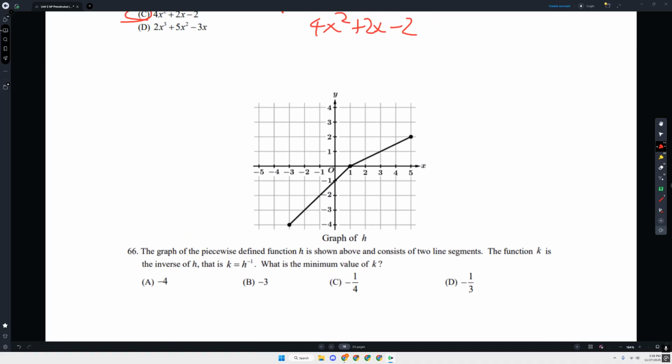From there, it says k is equal to the inverse of this. And this is our graph. So we're looking at the inverse of it, and we're looking for the minimum value. If you remember, we're switching x and y. So now we're going from y is equal to x to x is equal to y. So we're flipping our x and y values. Our minimum y value is found at -4. But now we're flipping it, so our minimum x value would be -3.